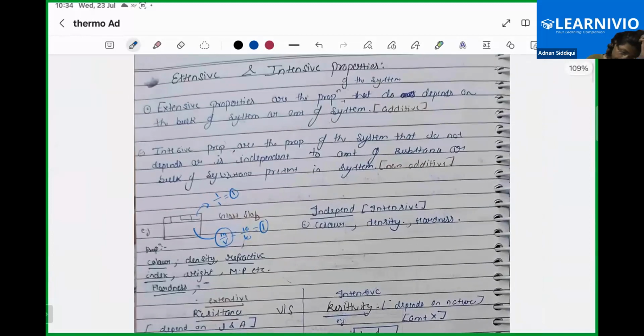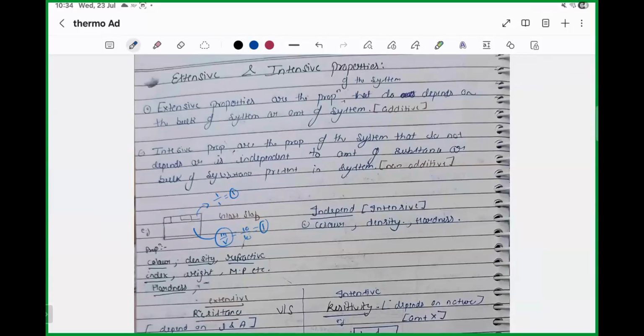Extensive is additive and intensive is non-additive. For example, suppose we are talking about mass. Mass is an extensive property. If you are combining two masses, then it is going to add up. Suppose I am merging two things of 50 kg each, then it is ultimately going to add up. I understand.